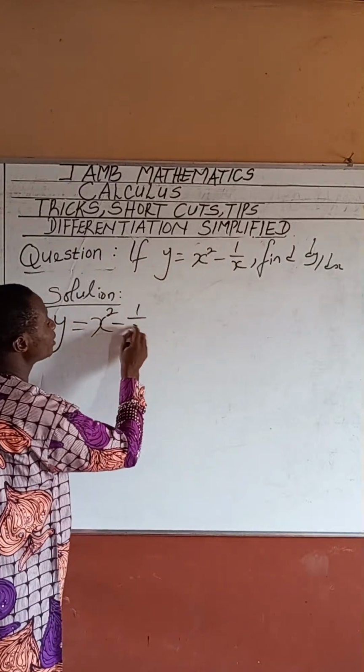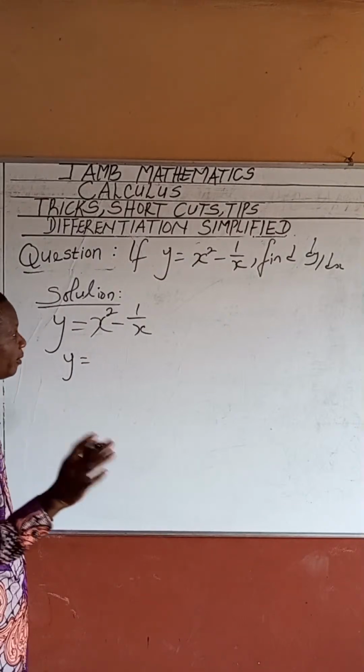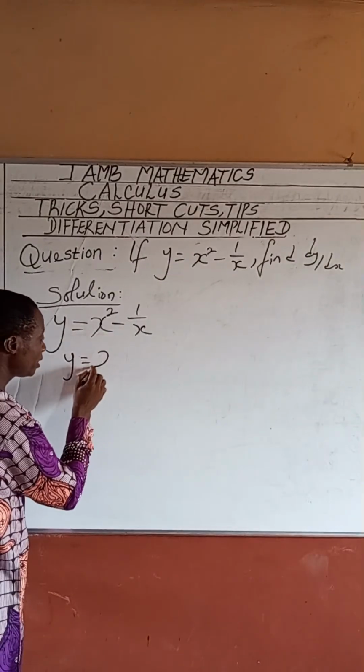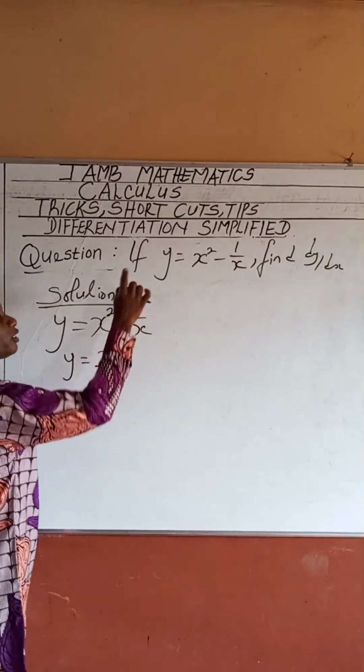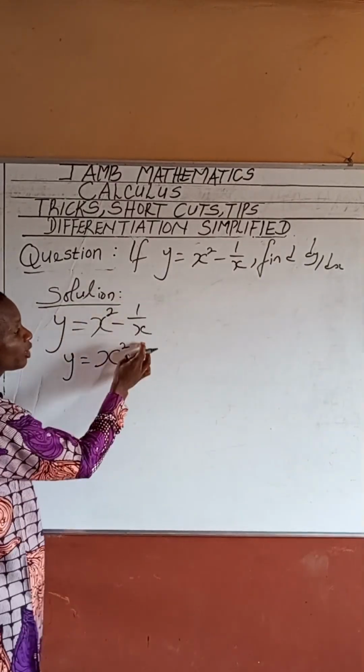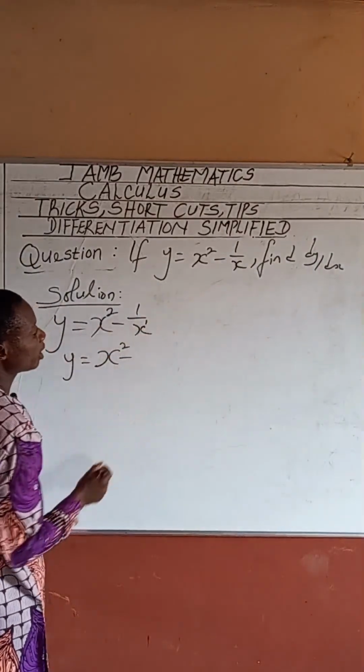Let me write everything before I show you something here. Look at what I want to show you. This is x squared. Just write x squared. Treat them separately. This is the inverse of x. So in the law of indices, this is x raised to power negative 1, right?